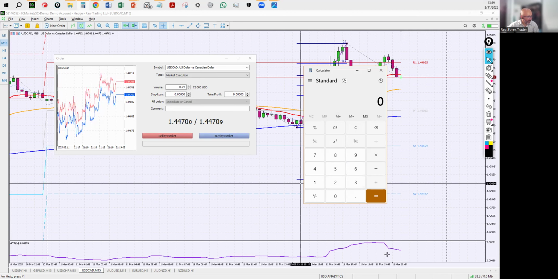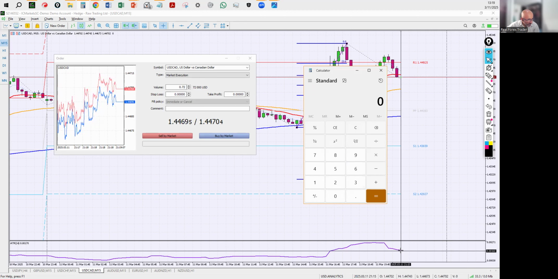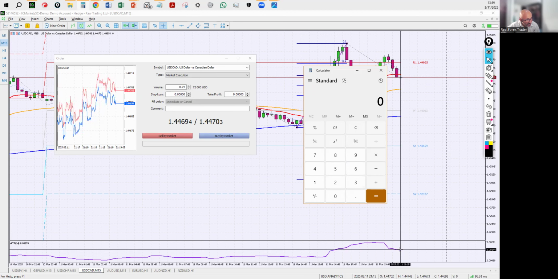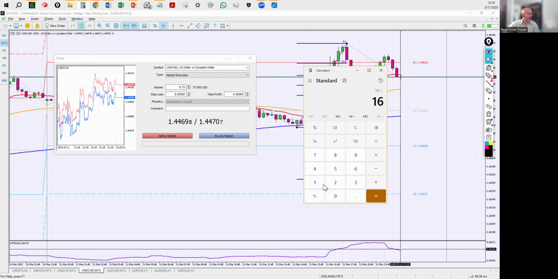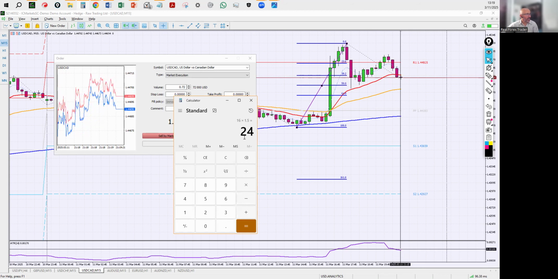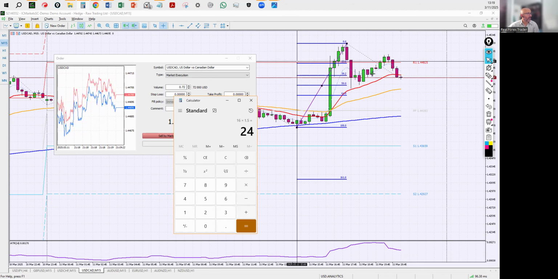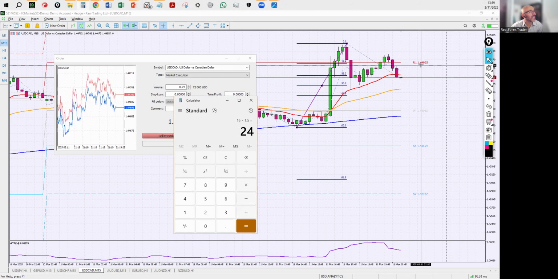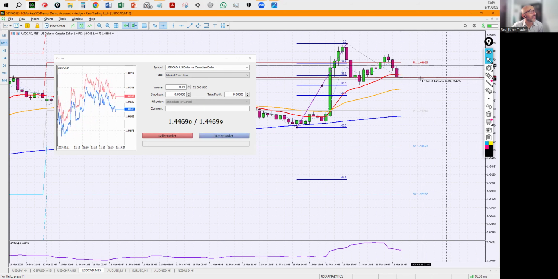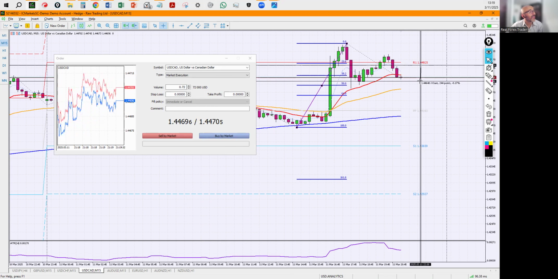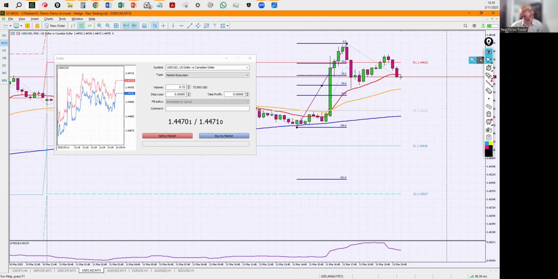So if I have my ATR on 16 pips, I'm going to multiply 16 times 1.5. So my stop loss, ideally, according to the ATR, should be 24 pips. So if I enter here on this one, I calculate 24 pips around this level. And that level is, let me remove this from here.